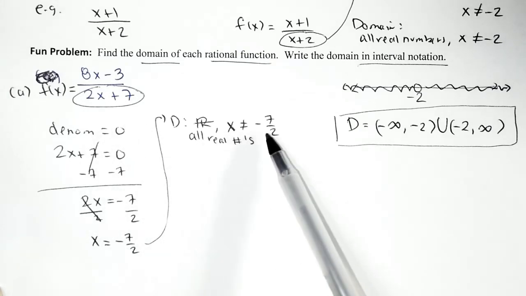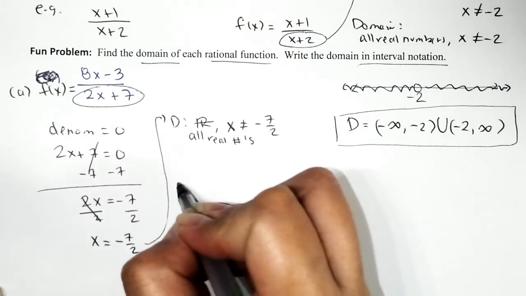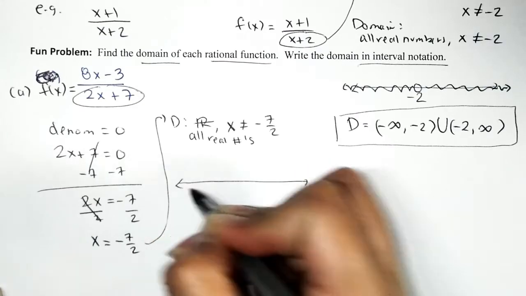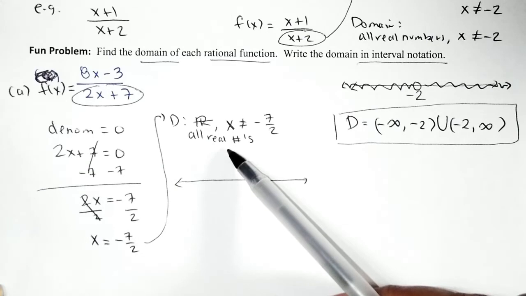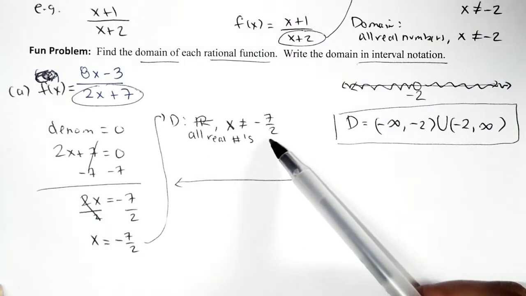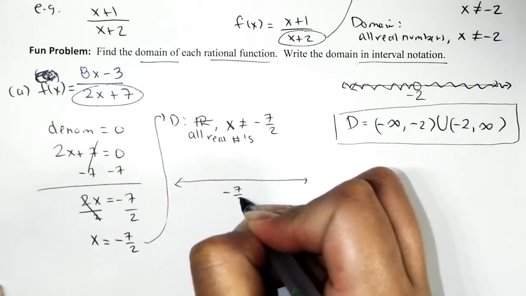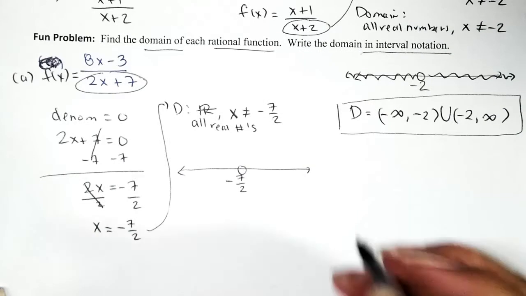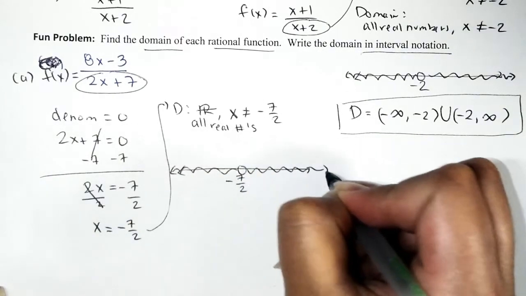So now let's go ahead and write this in interval notation. If you want to go straight to interval notation, go for it, but you know my speech. It's really hard for me to go straight to interval notation. So what am I going to do? I'm going to graph the entire number line with the exception of -7/2, -3.5, however you see it. Okay, I'm just going to keep the improper fraction. So the domain is the set of all real numbers with the exception of -7/2.